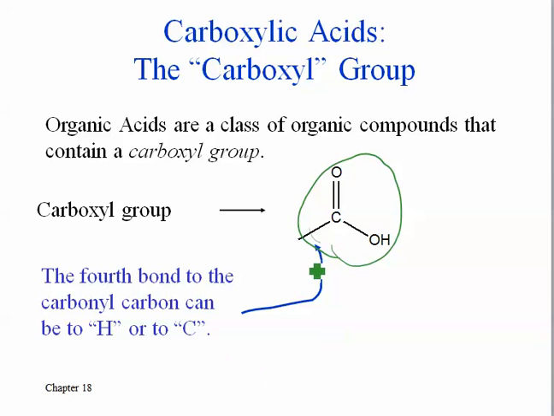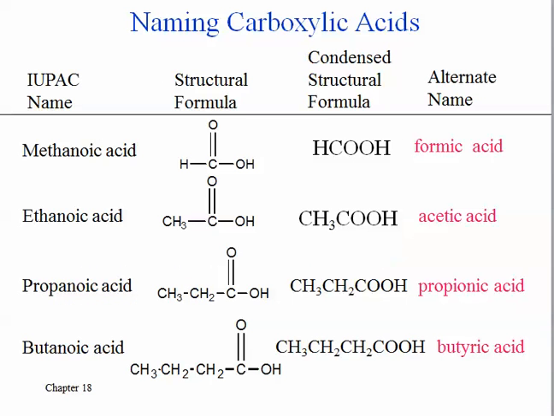And as it says here, the 4th bond to that carbon can be as simple as another hydrogen, or it can be a chain, a ring. It can be as simple or as complex as you might imagine. And so we're going to be talking about reactions that involve the carboxylic acids. And so like any type of compound we've seen before, we want to be able to put names with these.